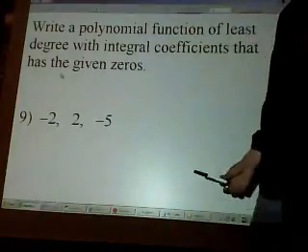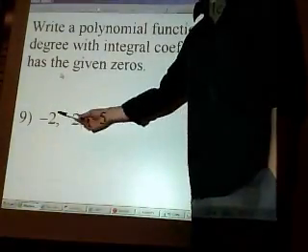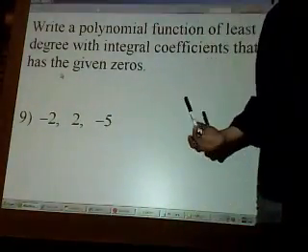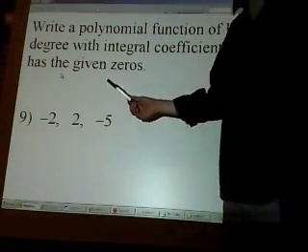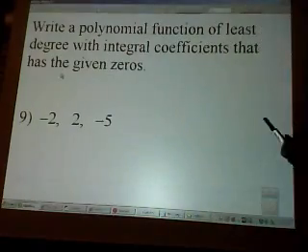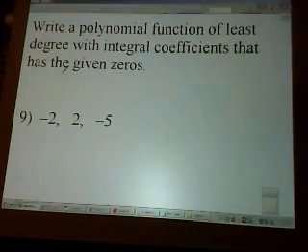So what that means is when we substitute -2 into our function, we want to get 0 back. And when I substitute 2, I want to get 0 back. And when I plug in -5, I want to get 0 back, okay? So let's see what this would look like, all right?